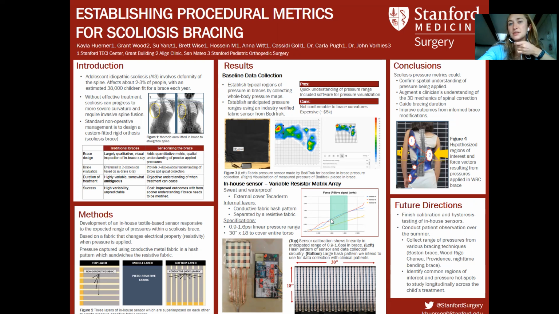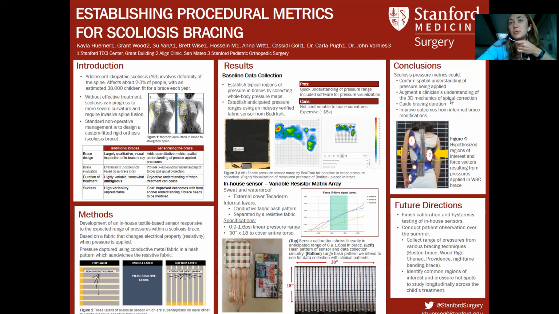And we can see that the sensor here, as we were calibrating it, really shows a linear response to the force loading. And also we created this large pressure sense array that can wrap all the way around the body to give us that pressure map that I was describing before, so that we can get an understanding of where the pressures are and really hone in on those areas to track how the pressures are changing throughout treatment.